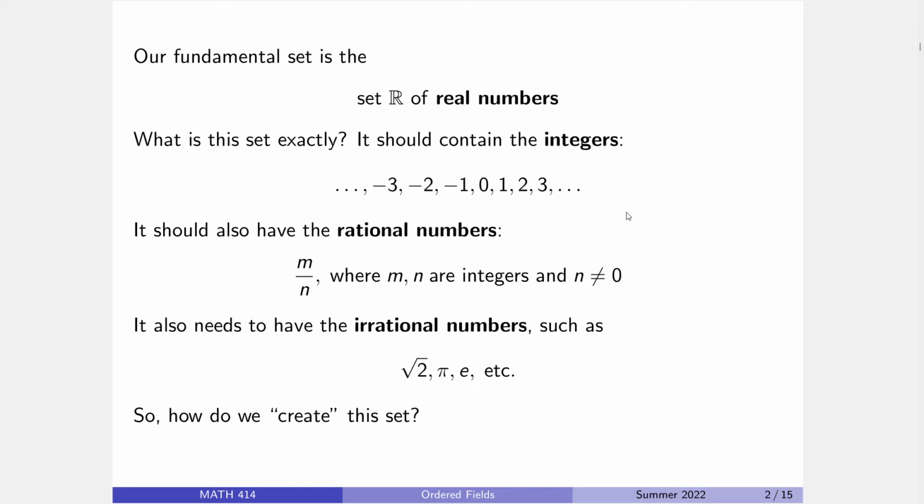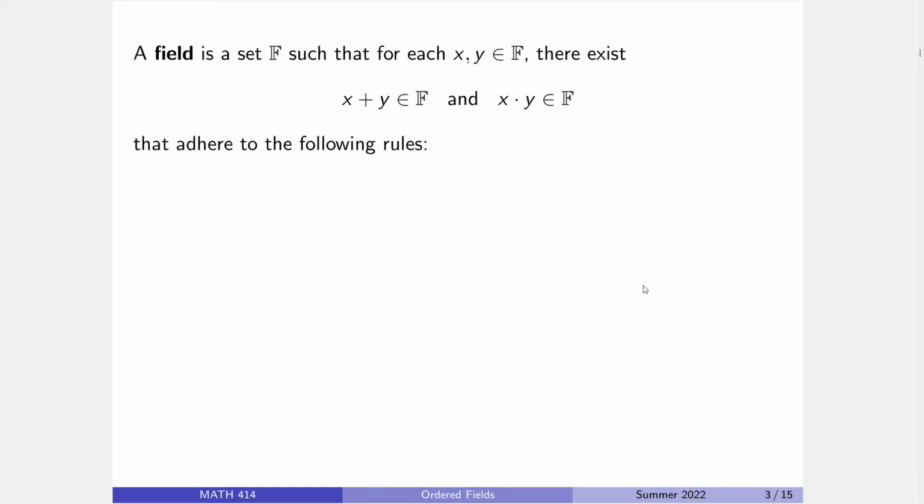But what are the things they need to have? As we've already noted, they need the integers and the rationals. So there needs to be some sort of adding and multiplying. A set is called a field if for each element that lives in my field I have a sum and a multiplication, and they adhere to the following rules. Specifically, addition needs to do 4 things.